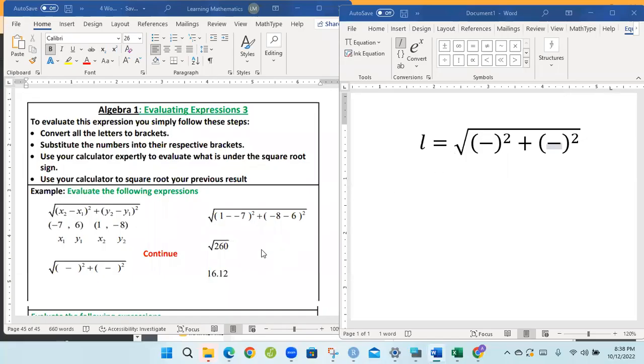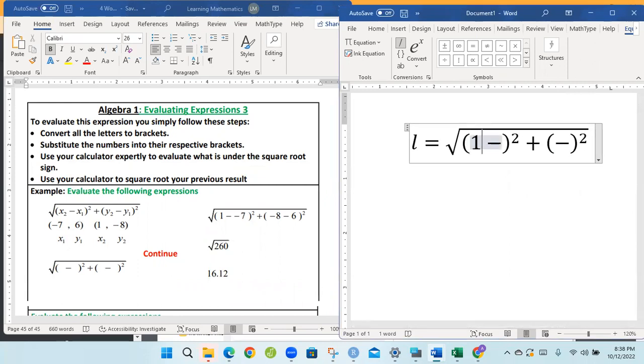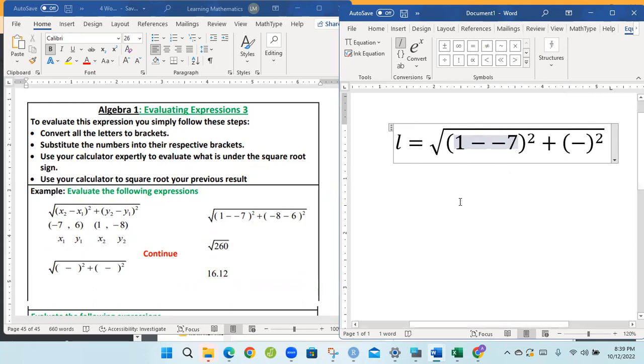So right now we have to substitute appropriately x2 minus x1. x2 is 1, so you put a 1 there. 1 subtract a negative 7, because it's x2 minus x1. 1 subtract a negative 7. The formula comes with a negative sign and the 7 has a negative sign, so we end up with two negative signs right here.